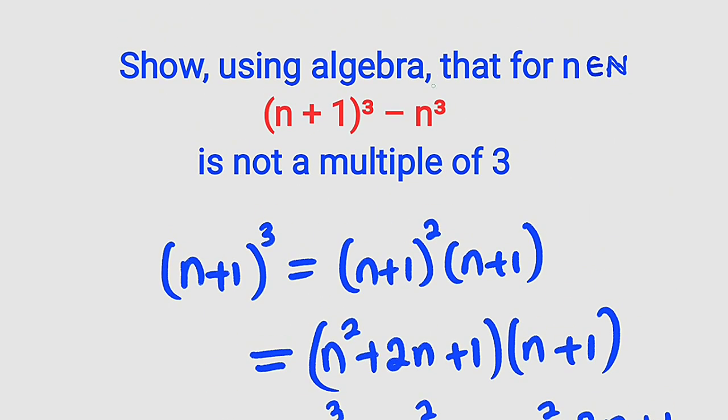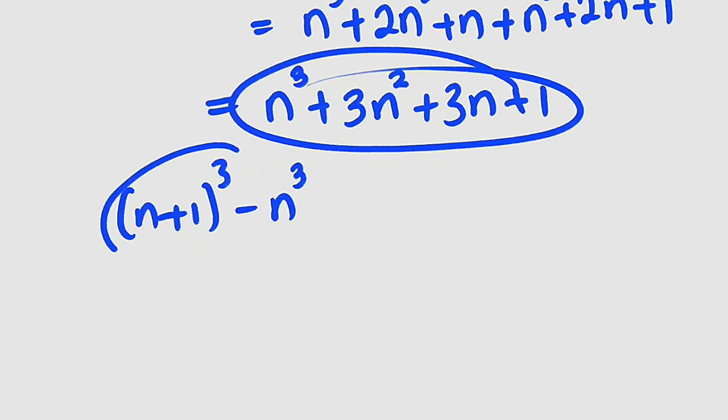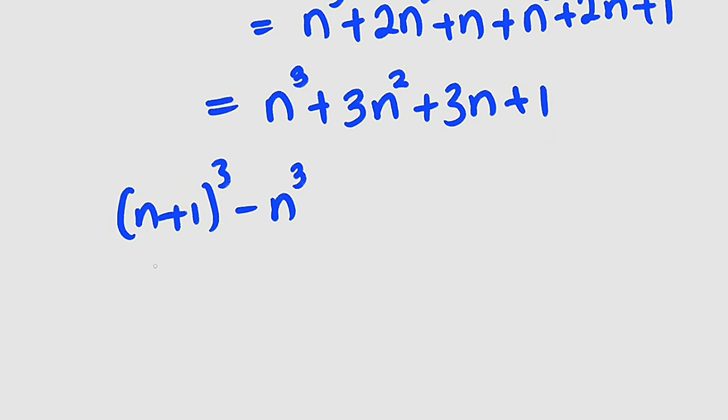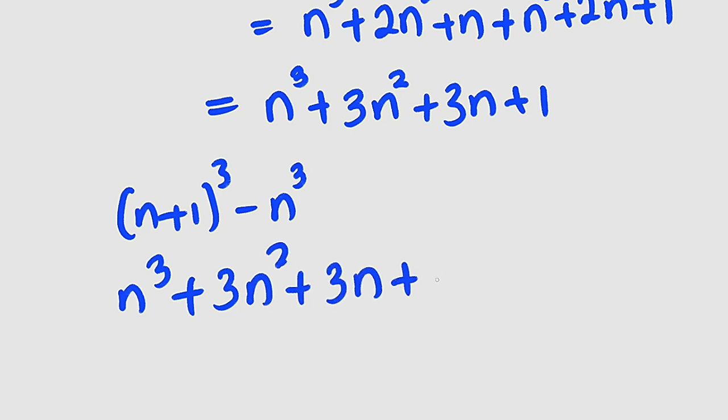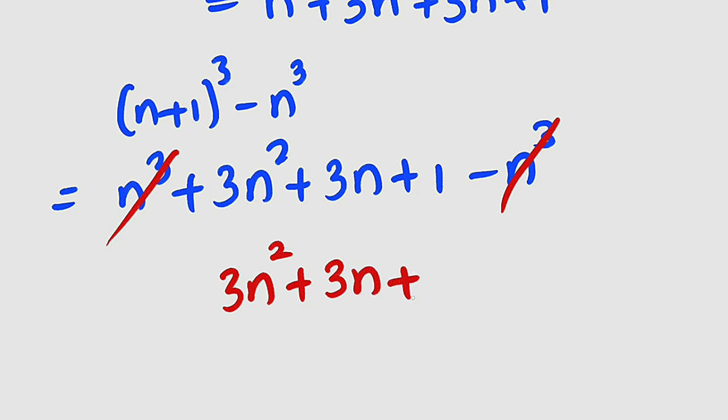But remember, we have minus n^3. So we're going to take (n+1)^3 minus n^3. You know that this is the expanded form of (n+1)^3, so let's replace it. We have n^3 plus 3n^2 plus 3n plus 1, then minus n^3. N^3 will cancel n^3. What do we have left? We have 3n squared plus 3n plus 1.